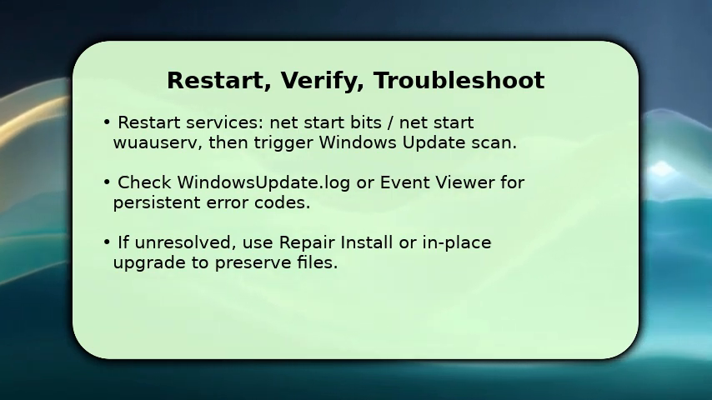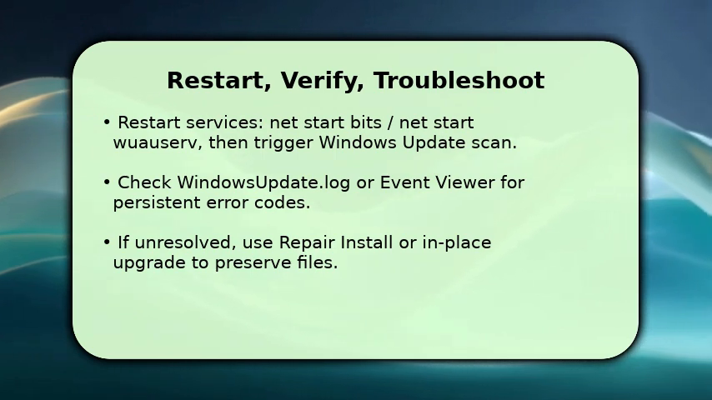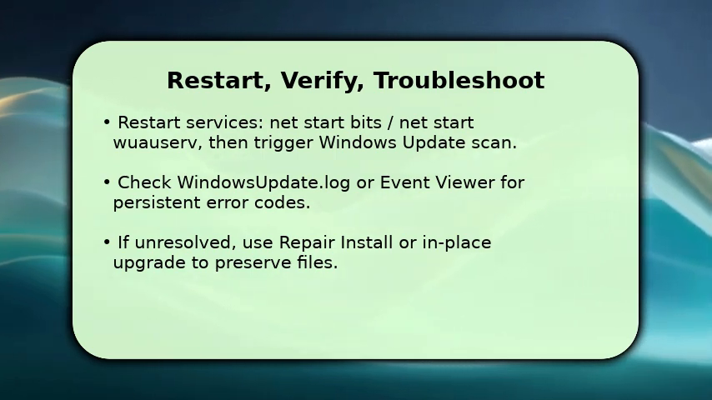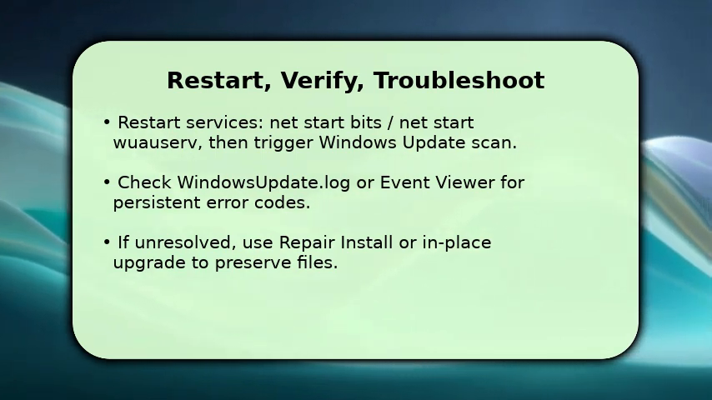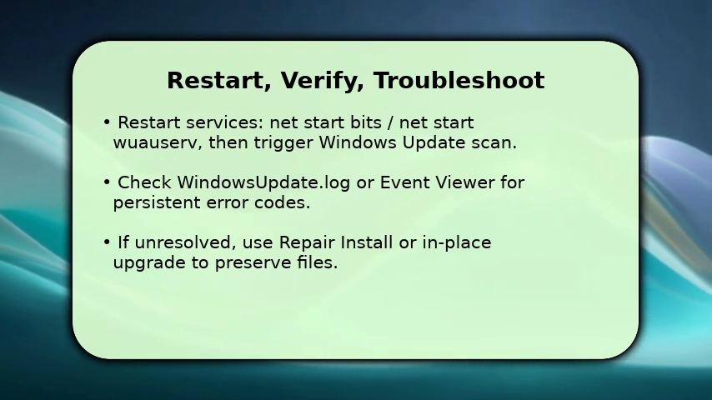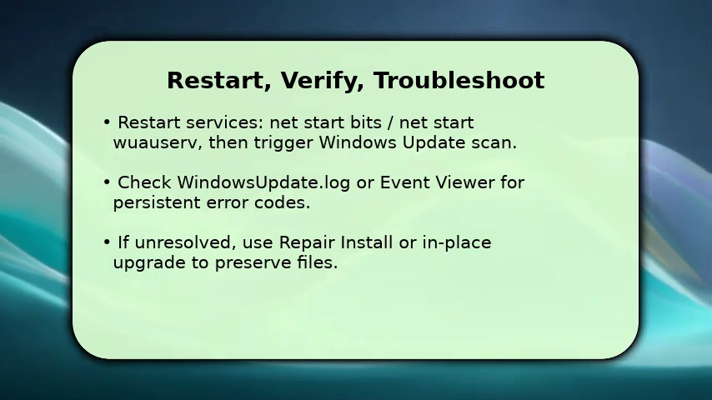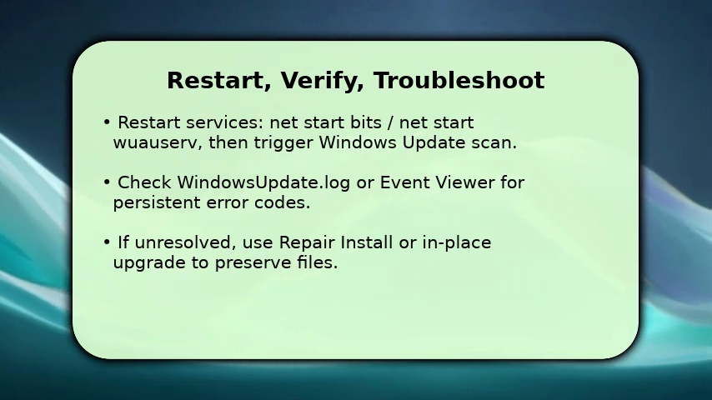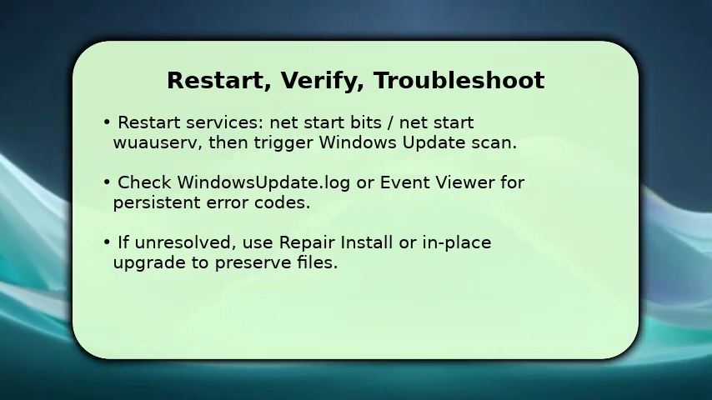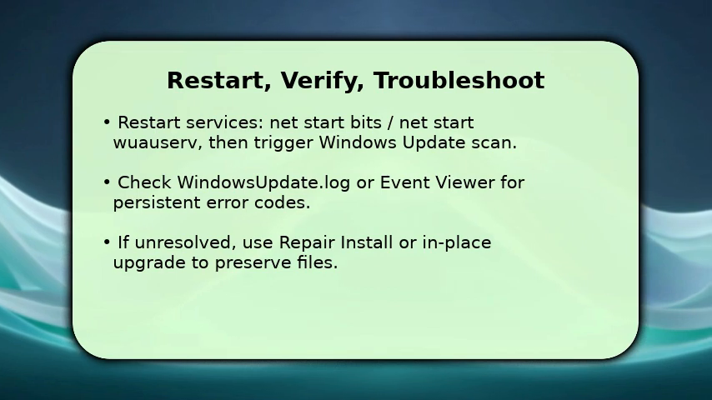Then check the Windows Update log or Event Viewer for lingering error codes and note them verbatim. Those codes tell you whether it's network, permission, or file level. If the issue persists after these measures, perform a repair install or in-place upgrade to restore system binaries without wiping data. One troubleshooting tip: boot to safe mode and repeat the reset steps if services won't stop or start under normal boot.